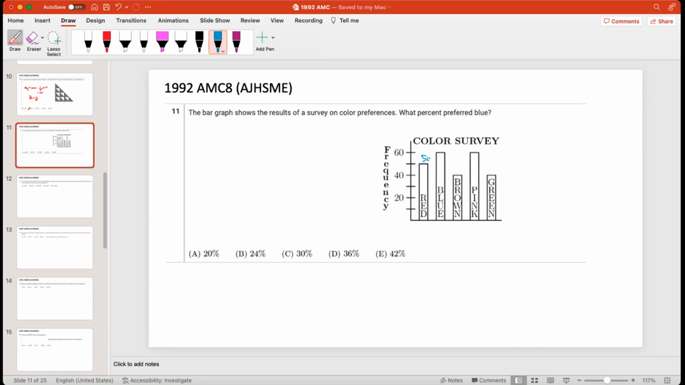So this is 50, this is 40, no, this is 60, this is 40, and this is again 60, and this is 40. So this total is going to be 250. So we just have to see how much is 60 out of 250. Okay, so that gives me an answer option of B, 24%. Okay, going to the next question.